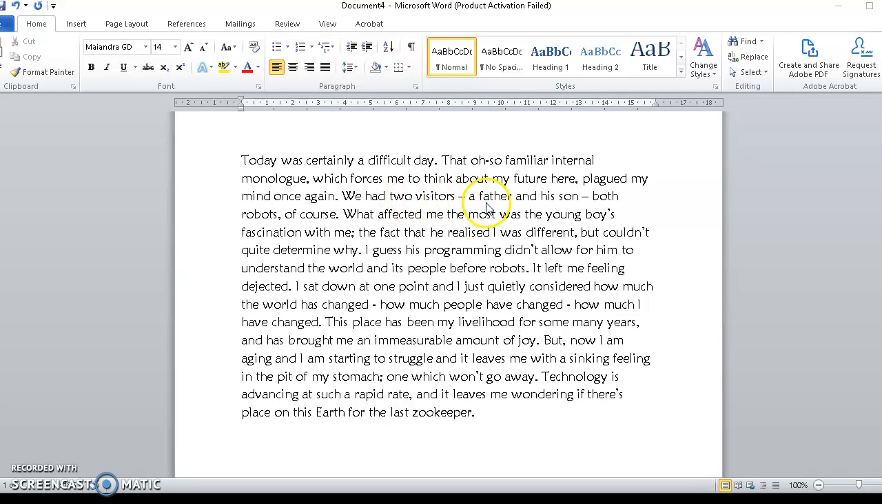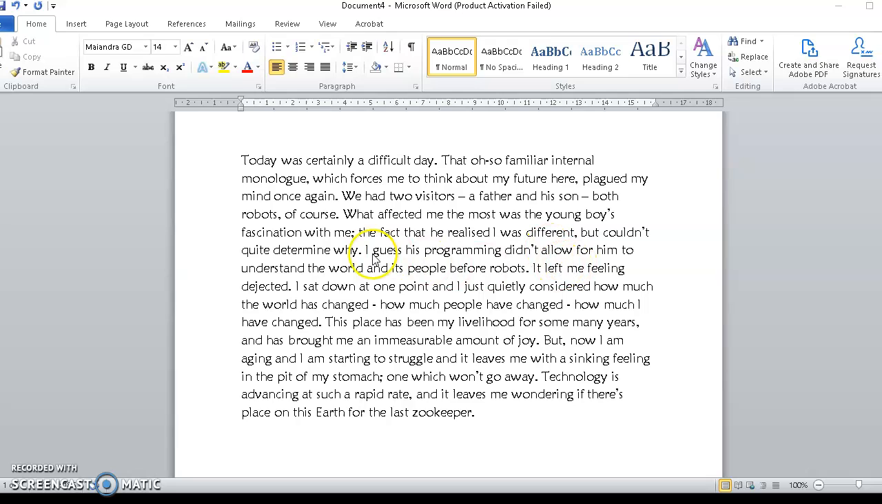We had 2 visitors, a father and his son, both robots, of course. What affected me the most was the young boy's fascination with me, the fact that he realised I was different, but couldn't quite determine why. So we are using explicit ideas and we are inferring. I guess his programming didn't allow for him to understand the world and its people before robots. These kind of phrases, okay? I guess, of course, okay? All things that we would expect to find in journal writing.